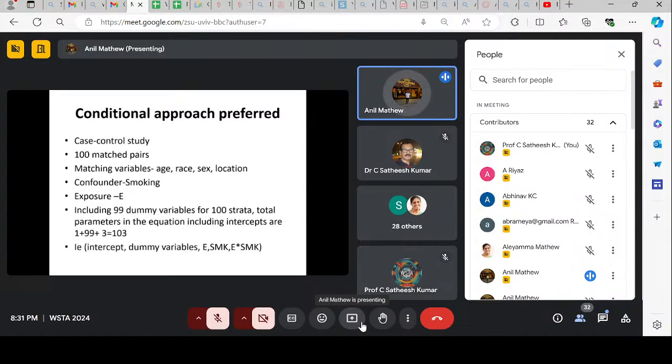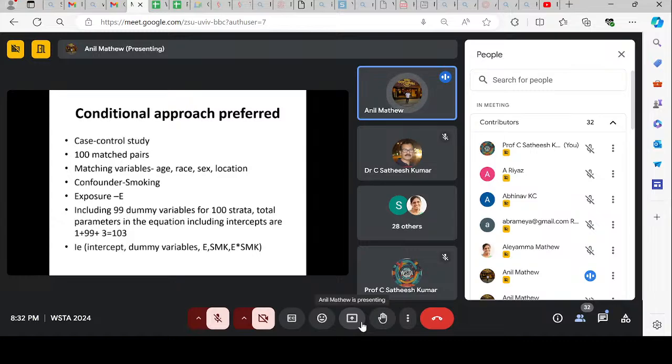But on the other hand, when you look at a case control study, especially a matched case control study, let E be the exposure. What will happen if there are 100 matched pairs? As I told you, we have to create 99 dummy variables for the 100 pairs. So the total number of variables will become 103.